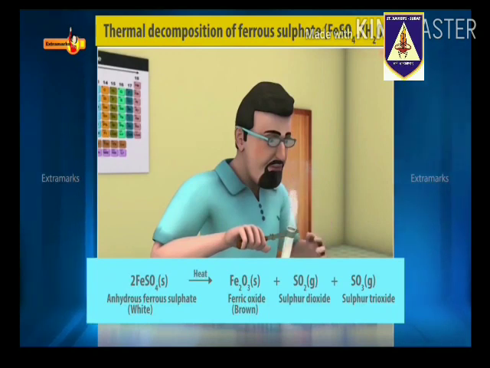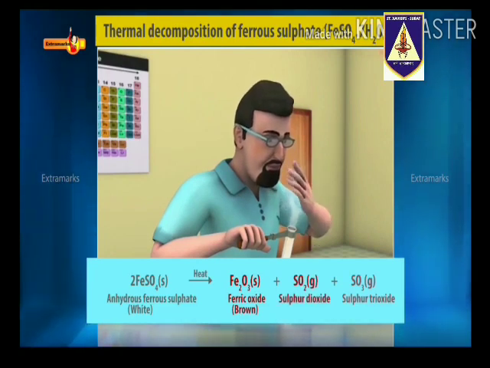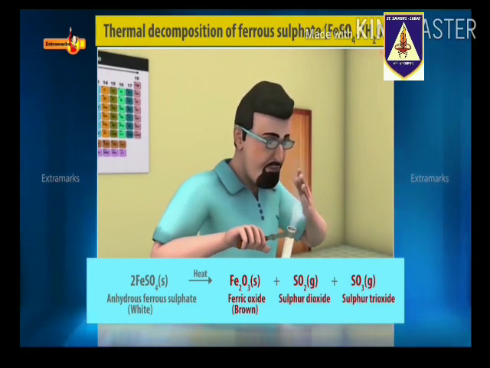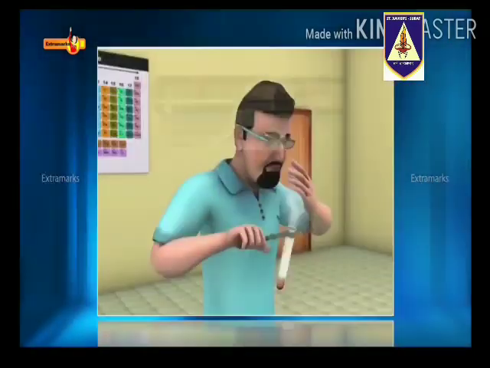Here, one substance, that is ferrous sulfate, is splitting up into three substances: ferric oxide, sulfur dioxide, and sulfur trioxide on heating. So, this is a thermal decomposition reaction. Let us demonstrate one more experiment to enhance the understanding about decomposition reactions.